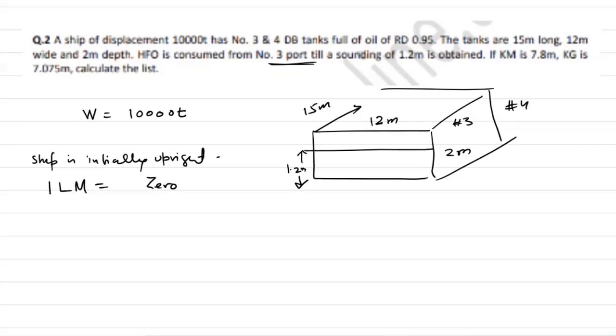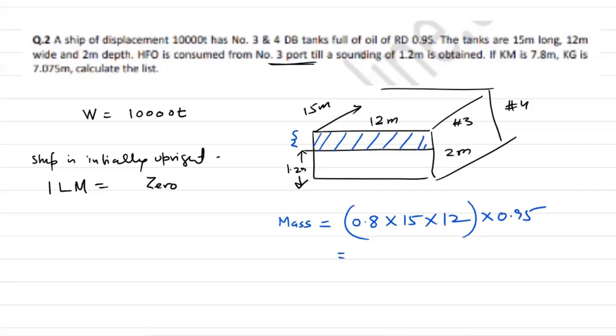Now, if we consume something, we consume from here. It goes to the top portion, right? And what will be the volume? What will be the mass? Directly we can calculate mass. Mass will be 12 into 15, find the volume first. The volume will be 0.8 into 0.8 into 144... 12, right? This is volume into density 0.95. Make sense? 136.8.